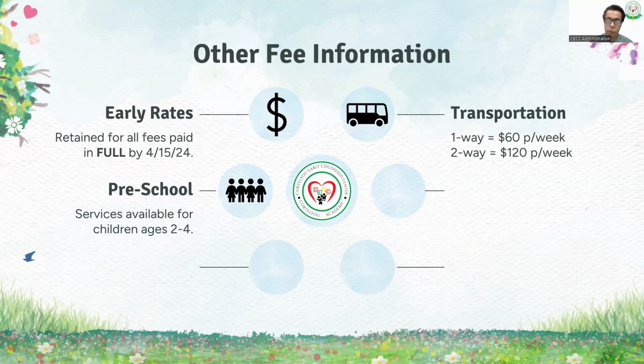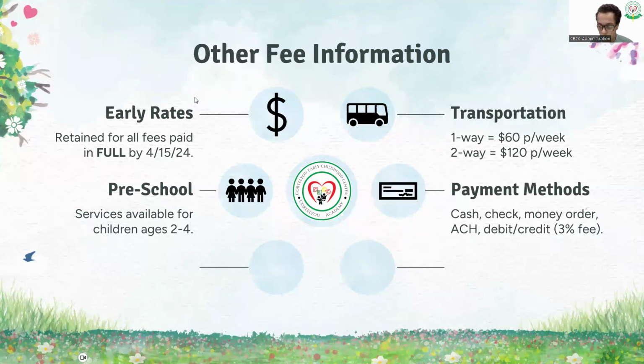But there's a difference between one-way, which is either just pick up or just drop off, and two-way pickup. So this does come with an additional fee. The fees are listed here. One way would be $60 a week, and two-way would be $120. If anything changes with that, we'll let you know. But these are the current rates for this summer camp program.